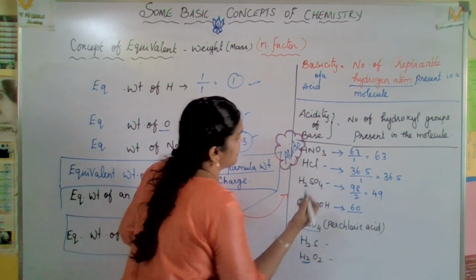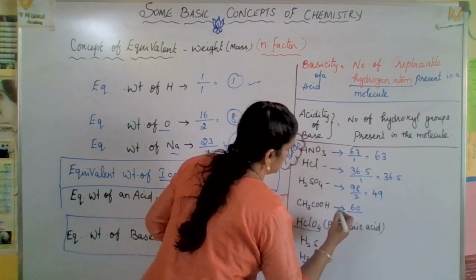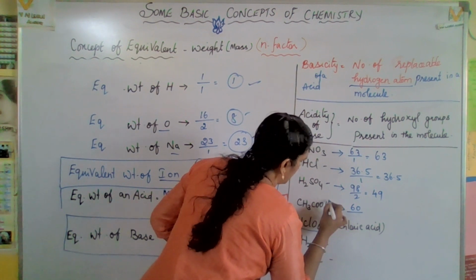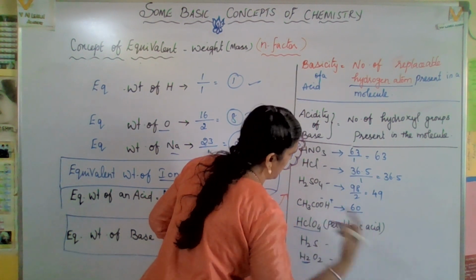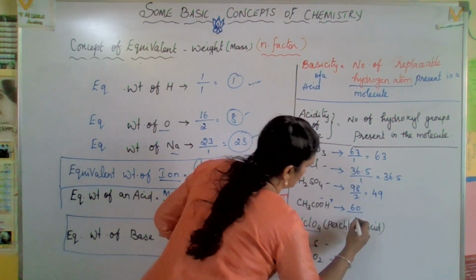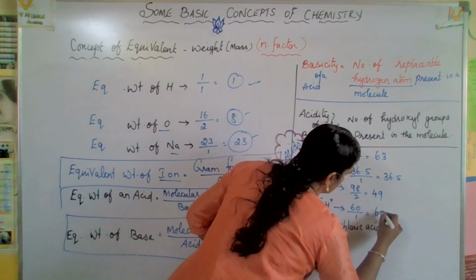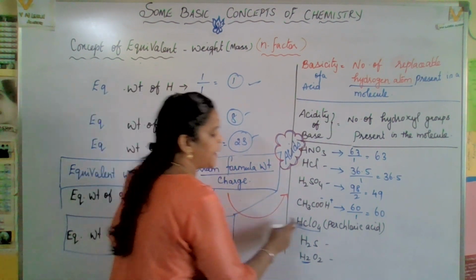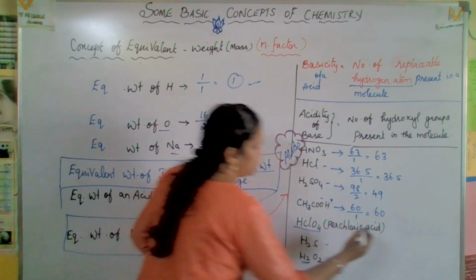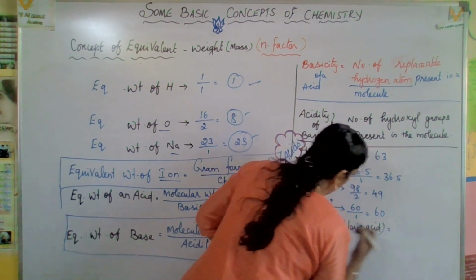And acetic acid: the molecular weight of acetic acid is 60, and the number of replaceable hydrogen atoms present in the molecule is only 1. Here CH3COO minus, H plus. So only one hydrogen is replaceable. So that means 1, and automatically you will get 60 as the equivalent weight of the acid. Now perchloric acid, HClO4. What is the molecular weight of perchloric acid?